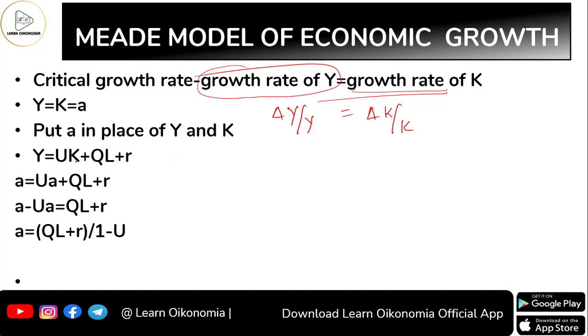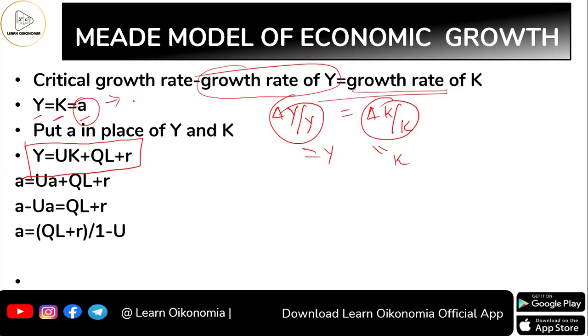We have already seen that y is equal to uk plus ql plus r, right? And when growth rate of capital is equal to growth rate of income, you can write like this. We can represent delta y by y as y, and delta k by k can be represented as k. So y is equal to k is equal to a. A here means critical growth rate.